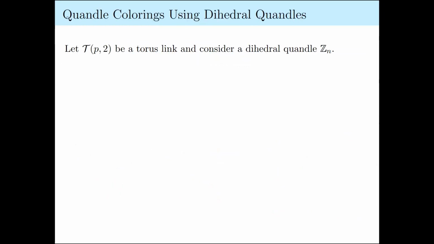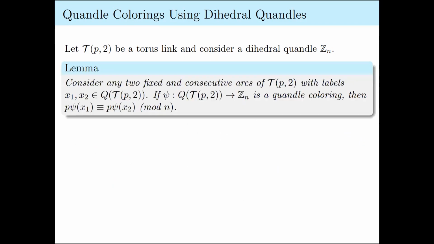Let T(p,2) be a torus link and consider a dihedral quandle Zn. Our first lemma considers any 2 fixed and consecutive arcs of our torus link with labels x1 and x2. If psi is a quandle coloring of our torus link under Zn, then p psi of x1 must be congruent to p psi of x2 mod n. And the idea behind this lemma comes from the pattern that we saw in our fundamental quandles of torus links.